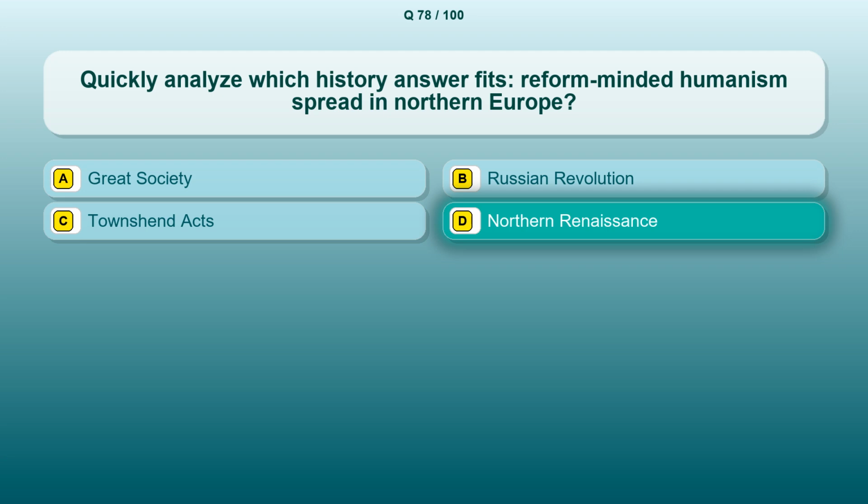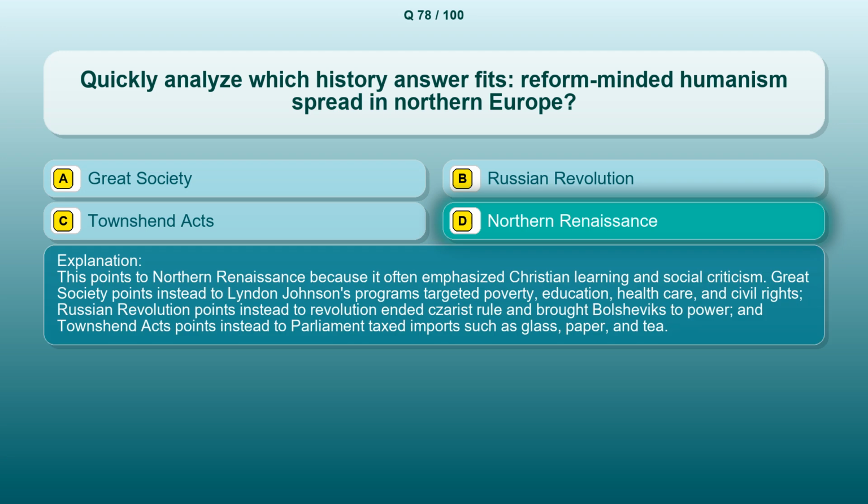The correct answer is option D. Northern Renaissance. This points to Northern Renaissance because it often emphasized Christian learning and social criticism. Great Society points instead to Lyndon Johnson's programs targeted poverty, education, healthcare, and civil rights. Russian Revolution points instead to revolution ended Tsarist rule and brought Bolsheviks to power, and Townsend Acts points instead to Parliament taxed imports such as glass, paper, and tea.